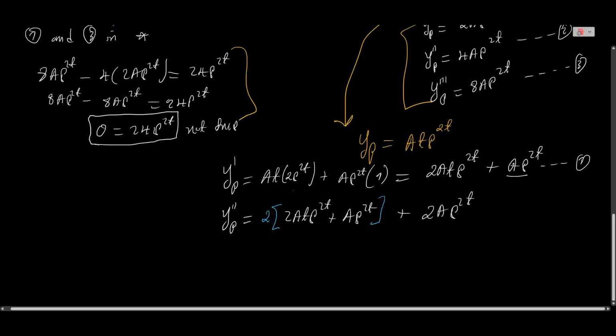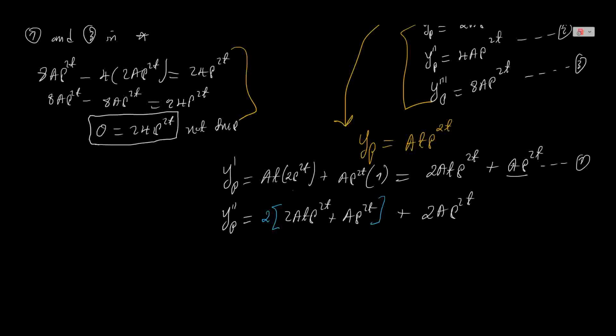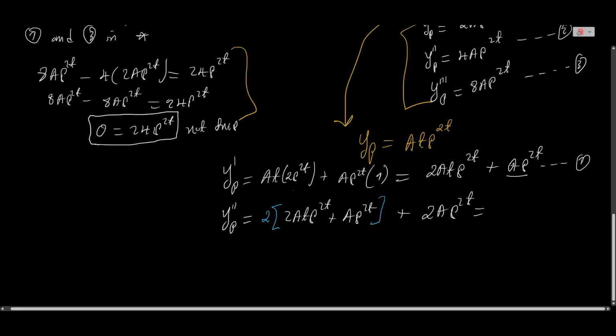We're going to simplify this second derivative. We're going to have 4at e raised to the power 2t plus 2a e raised to the power 2t, and this is equation 2, with the 4 here.